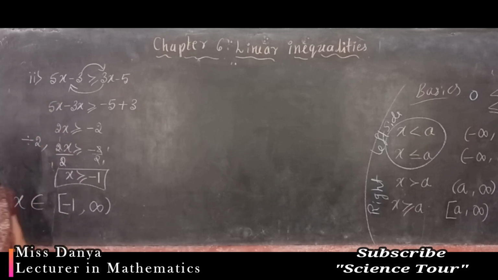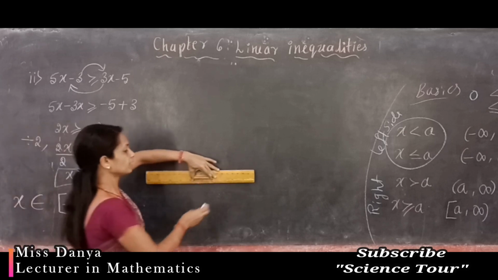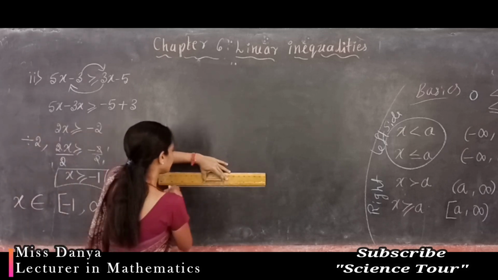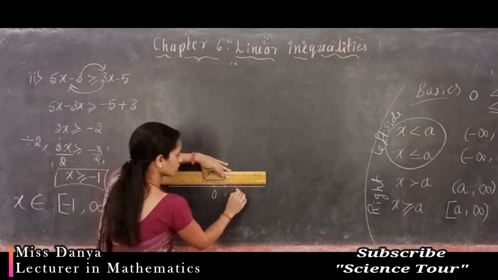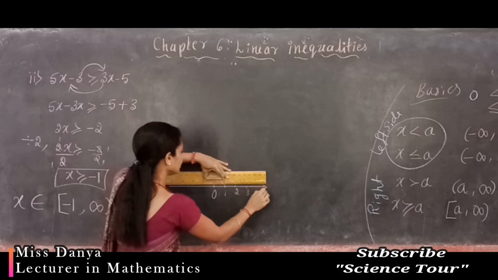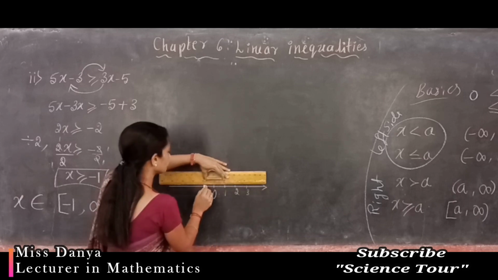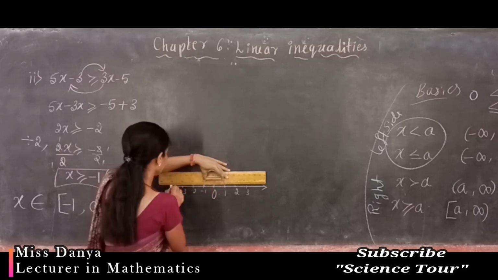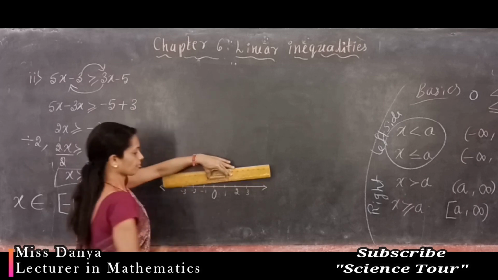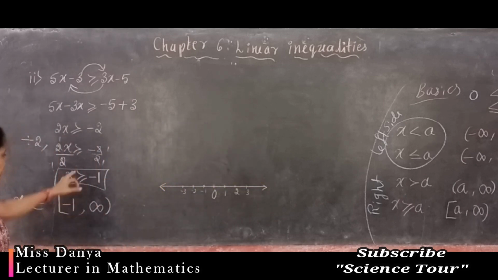Now we have to graph this solution on the number line. So you draw one number line, and on the positive side mark positive numbers. In the middle of that number line take a 0, on the positive side positive numbers 1, 2, 3, etc., and on the negative side negative numbers minus 1, minus 2, minus 3, etc. Okay, and you have to see which number we got at the end of simplification, minus 1, right?